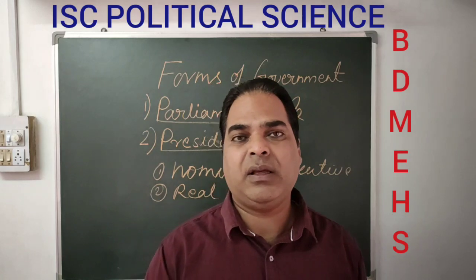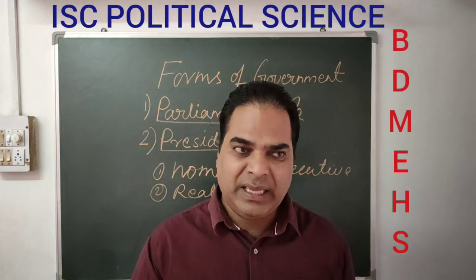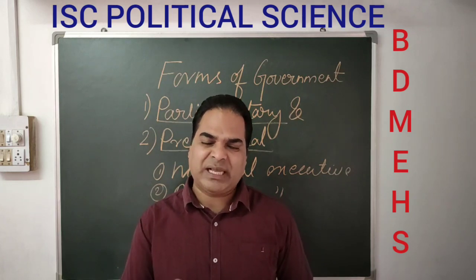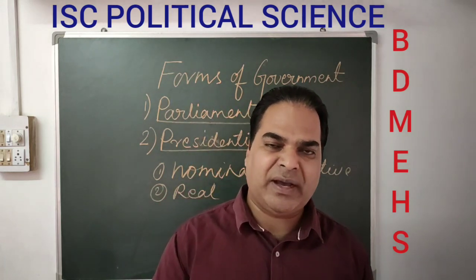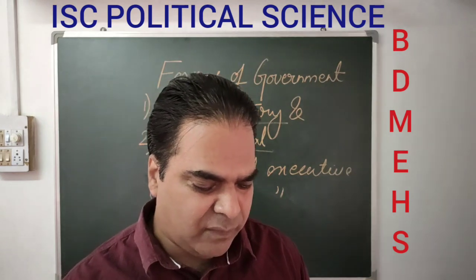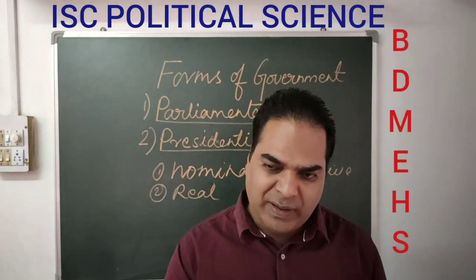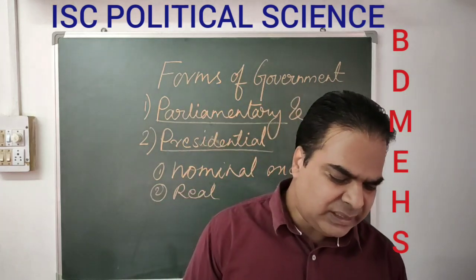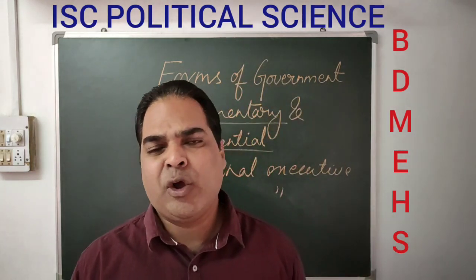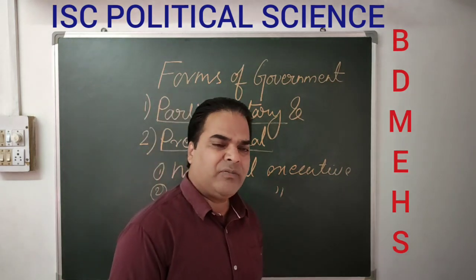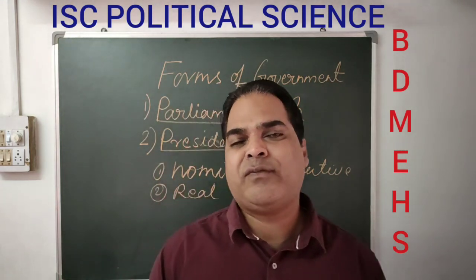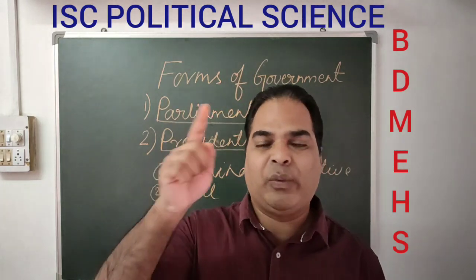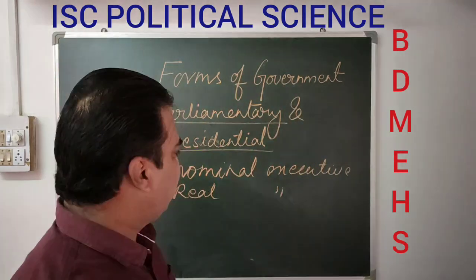So the nominal head is just for namesake. He has been entrusted with lots and lots of powers, but that power he can use only on the advice of the Prime Minister and the Council of Ministers. That is, the real executive advises the nominal executive to utilize those powers. Now, the next important feature of a parliamentary form of government is the structure of the real executive. The structure of the real executive is a wheel within the wheel. So let me tell you what is the wheel within the wheel.